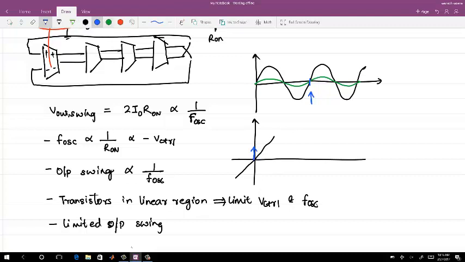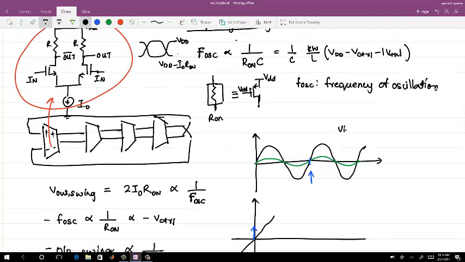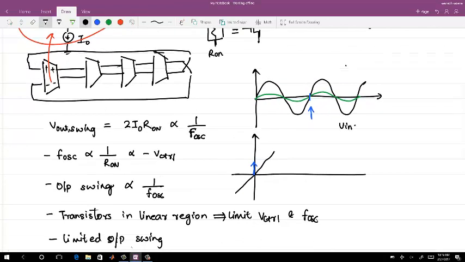There are two things I am considering. You know that the slope of the sine wave at this point is directly proportional to amplitude. V in is equal to A sine omega naught t, and dV in by dt, which is the slope, is A omega naught cosine of omega naught t. So slope is equal to A omega naught.